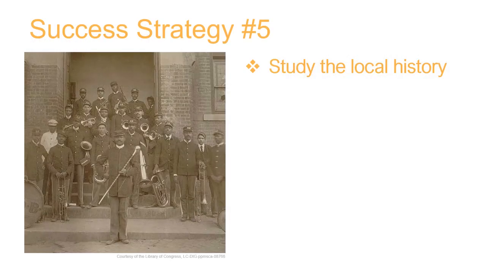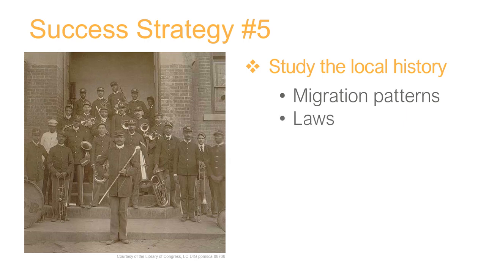Success strategy number 5 is to study the local history. Migration patterns can give you clues about where your family came from and where they went. Local laws will help you understand why your ancestors did certain things, as well as what records might have been created. Industry and agriculture of the area can help you learn what your ancestors did for work and what their economic situation was like.